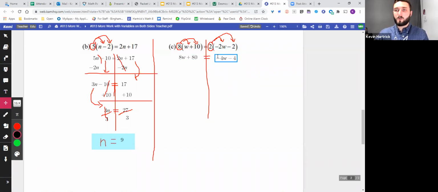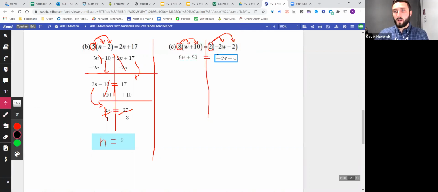Okay, so now I have an equation that has variables on both sides. I have a -4W here and an 8W here. I got to get rid of the smaller one. The negative is always going to be the smaller one, right? Unless you have two negatives, in which case you're looking for the larger negative. In this case, -4W, since it's negative, is always going to be lower and smaller than 8W.